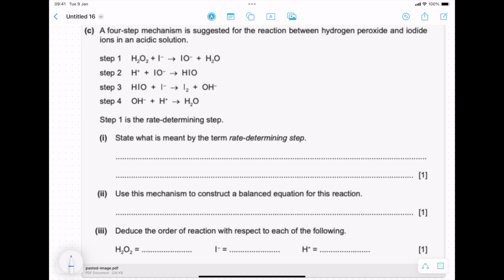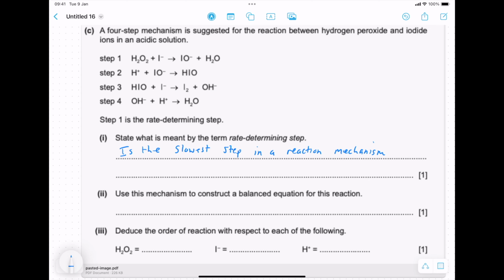A 4-step mechanism is suggested for the reaction of hydrogen peroxide with iodide ions in acidic solution. Step 1 is the rate determining step. State what is meant by the RDS. So the RDS, the rate determining step, is the slowest step in a reaction mechanism. The way to think about it is that it determines the overall rate of reaction.